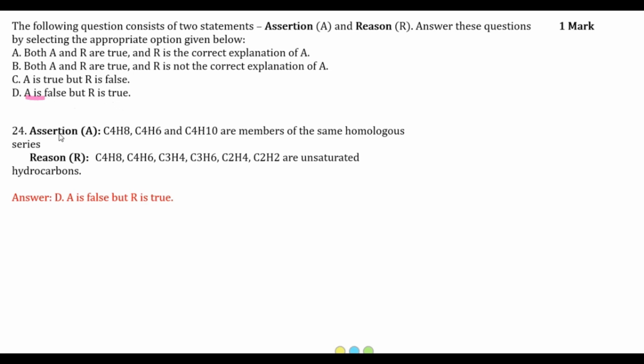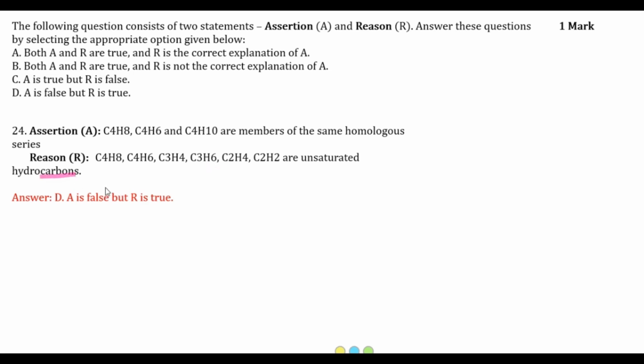So by seeing this assertion and reason and their relation, we have to choose the correct option from this. So we will see question number 24. Assertion is C4H8, C4H6 and C4H10 are members of the same homologous series. They are saying these all 3 members are of the same homologous series, and the reason is C4H8, C4H6, C3H4, C3H6, C2H4, C2H2 are unsaturated hydrocarbons.